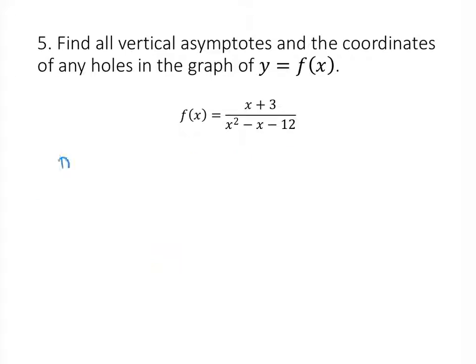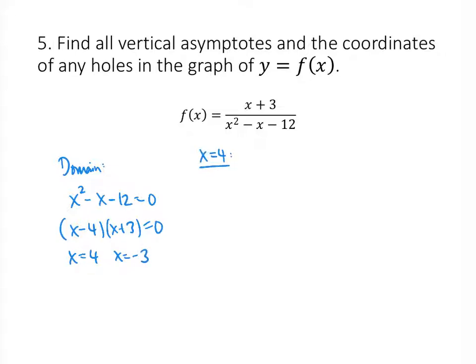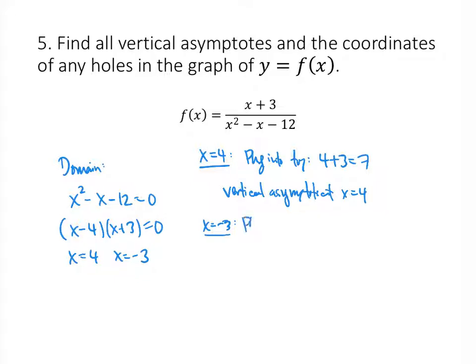Another similar problem, when we look for the domain, we set the bottom equal to 0, x squared minus x minus 12. This is the same denominator from the previous problem, so we already know how it factors. X minus 4 times x plus 3 gives us 2 solutions, x equals 4 and x equals negative 3. We test these separately. X equals 4, we plug into the top. And we get 4 plus 3, which is 7, and that's not 0. So we get a vertical asymptote at x equals 4.